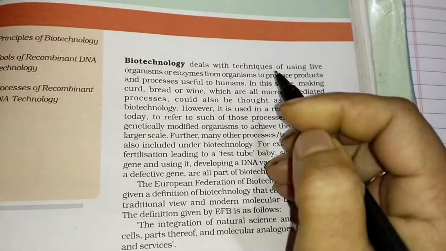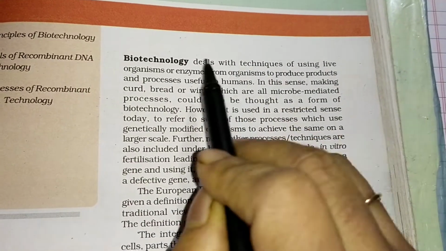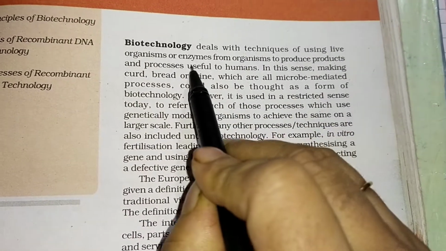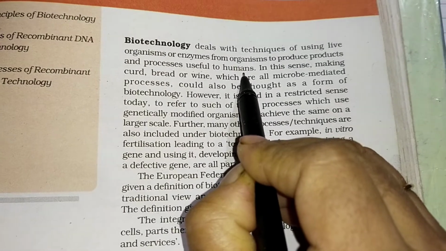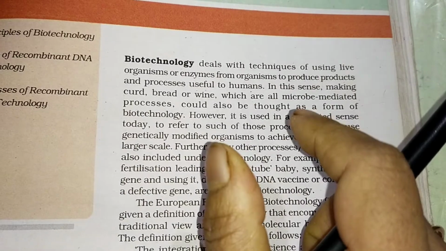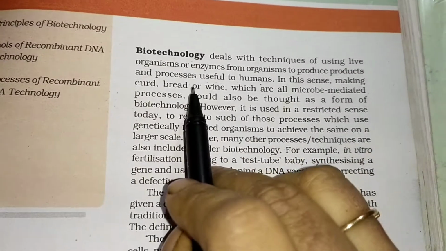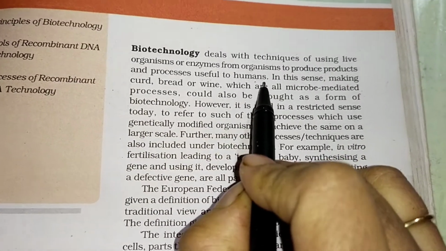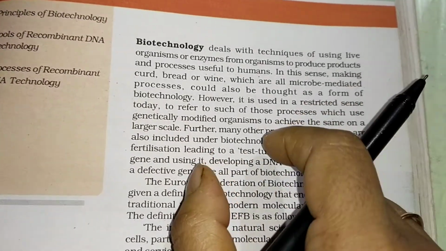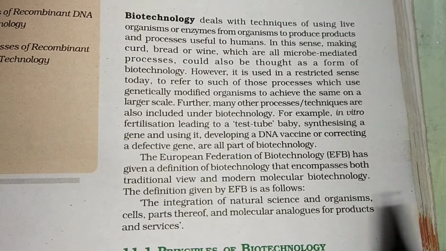It is the techniques that use live organisms or enzymes from organisms to produce products and processes useful to humans. Biotechnology deals with the techniques where live organisms or enzymes from the organism are used to produce products and processes useful to humans. So here we are using some live organism or some enzymes for producing some useful products.